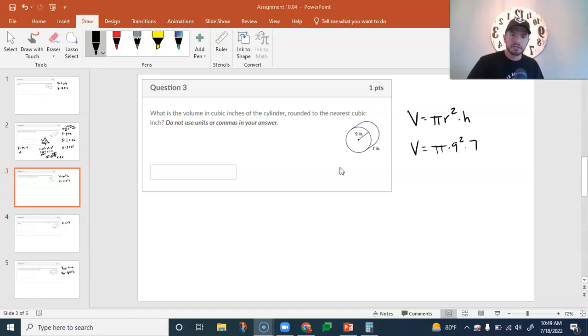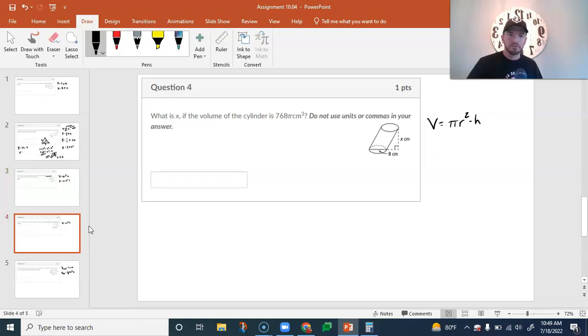Yeah, so it says right here in the problem, round it to the nearest cubic inch. Okay, so whatever that is, just round it up or down. You don't want to have a decimal in your answer, and that should be good to go. All right, number 4. Moving right along here.